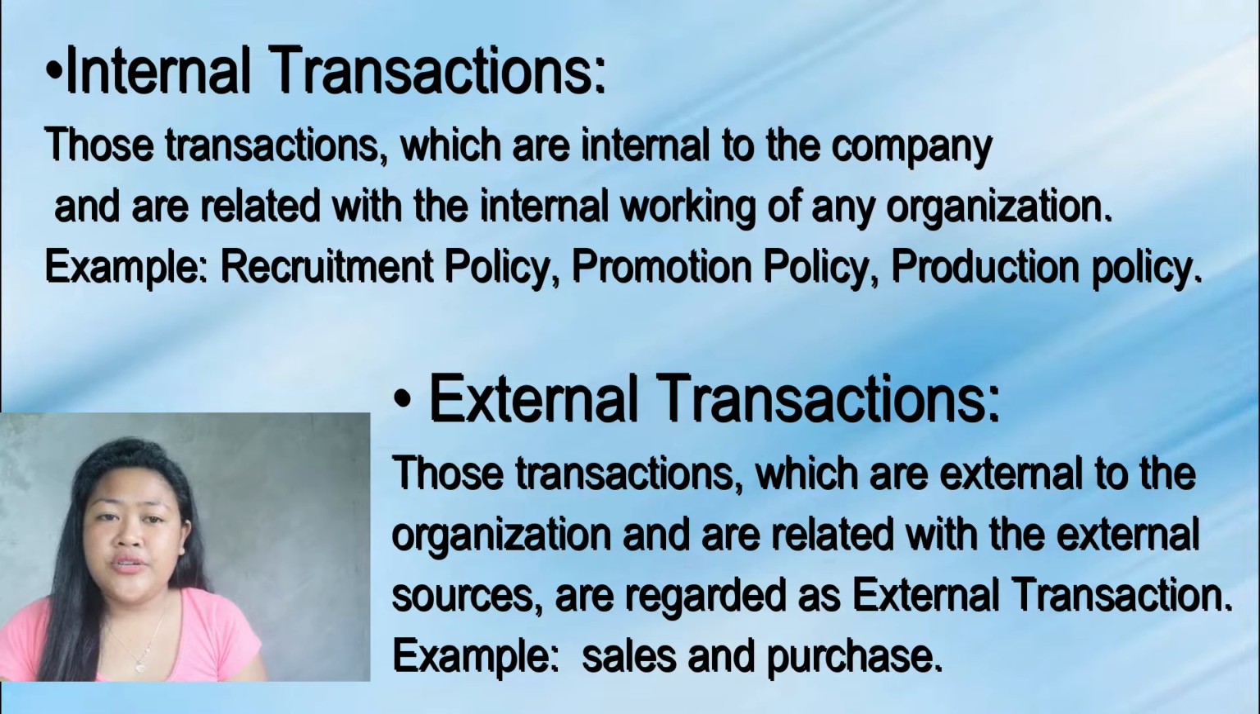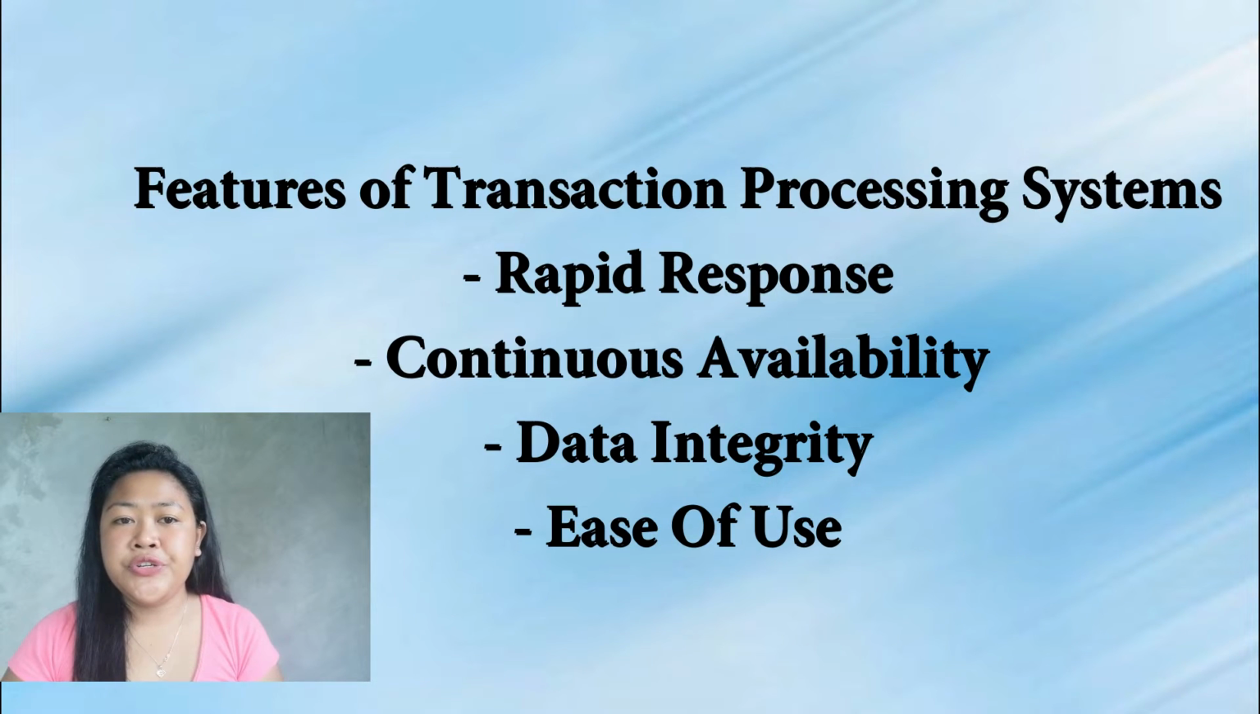External transactions. Those transactions which are internal to the organization and are related with external sources are regarded as external transactions. An example of that is sales and purchase. There are four features of transaction processing system. 1 is rapid response. 2, continuous availability. 3, data integrity. And last, ease of use.